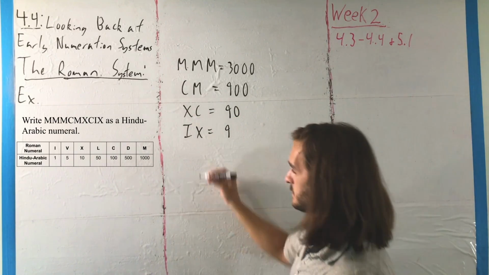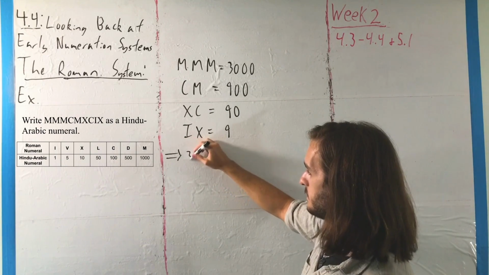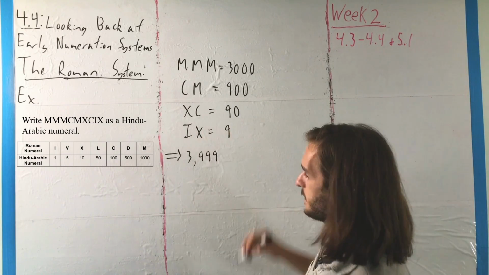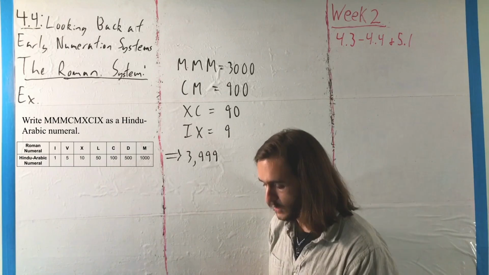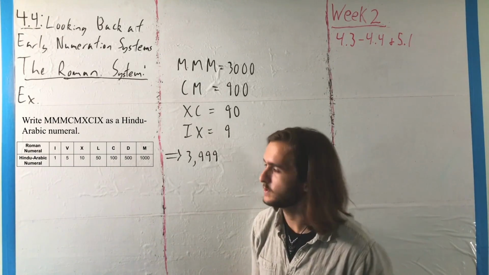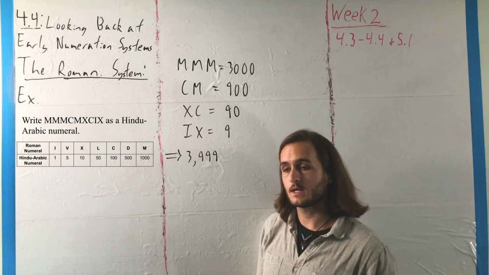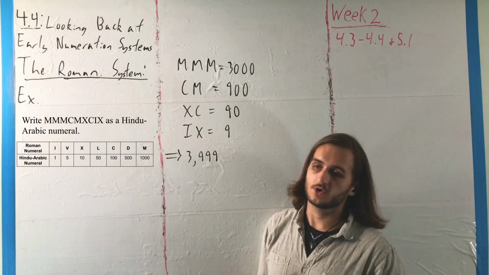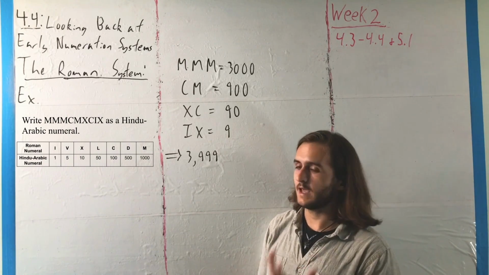So put all that together, and what we'll end up with is 3,999, where I picked that value in particular because with this system as represented, it is actually the largest value that we can possibly have.